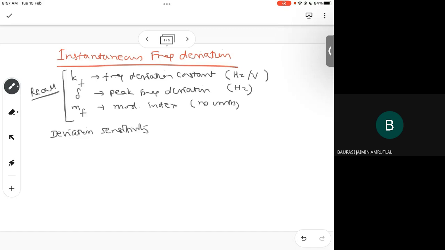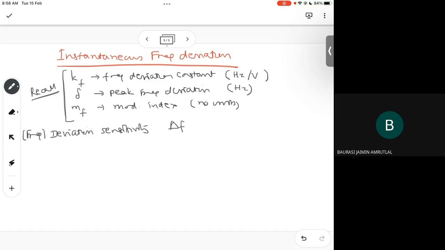Sensitivity means if you change one parameter by a very small amount, how much will it change, or by a big amount, how much will it change. So that is what we call the sensitivity. So deviation sensitivity, we introduce this parameter. Obviously, as I said, it is also called the frequency deviation sensitivity, and it is written as delta F.